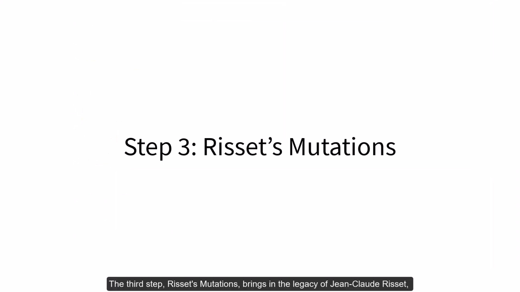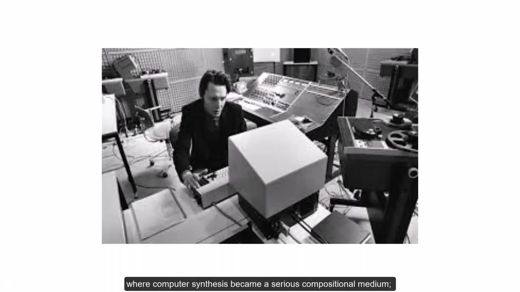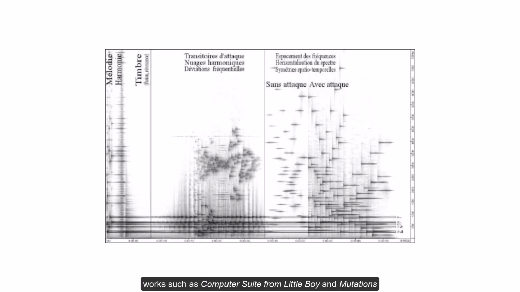The third step, Risset's mutations, brings in the legacy of Jean-Claude Risset, one of the defining figures of computer music. IRCAM's records show Risset's major computer-generated works and his close connection to Bell Laboratories, where computer synthesis became a serious compositional medium. Works such as Computer Suite from Little Boy and Mutations stand inside that early history of digitally synthesized sound.